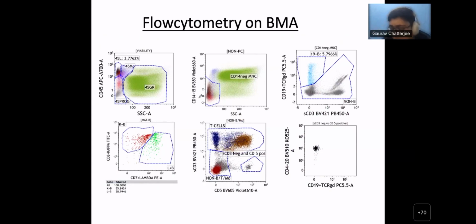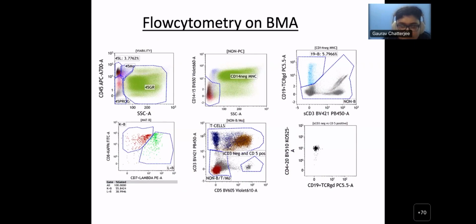In all these kinds of bone marrow cases, we do flow cytometry to look for low-level involvement, right? For staging bone marrow. So we do that. It came to us as a suspected case of lymphoma, so we did staging bone marrow. So I would request your attention to this plot.